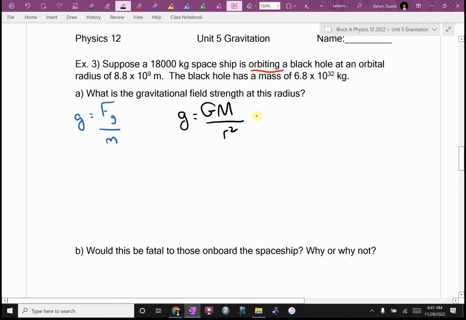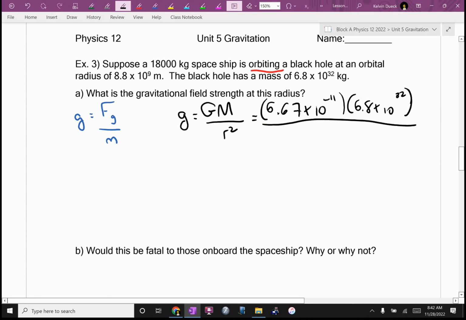Alex, what's big G? Yeah, the universal gravitational constant everywhere in the universe. Big M, black hole. Don't accidentally use the mass of the Earth. It's going to be 6.8 times 10 to the 32, all divided by radius, and that is a radius, not an altitude. 8.8 times 10 to the 9th. Don't forget the squared.